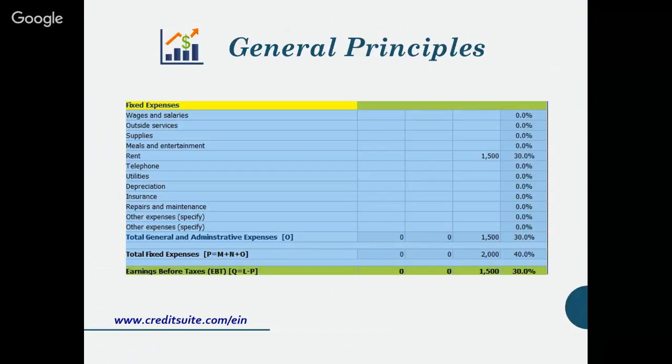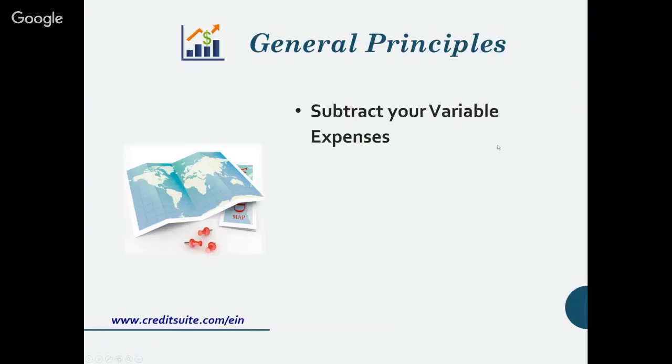So here we go. Now we're looking at these fixed expenses, and we see that the fixed expense is the rent, $1,500 is the actual fixed expense. We see here that the total of the fixed expenses ends up being $2,000. The earnings before taxes basically are $1,500. So all we need to look at here is we're subtracting out the actual fixed expenses.